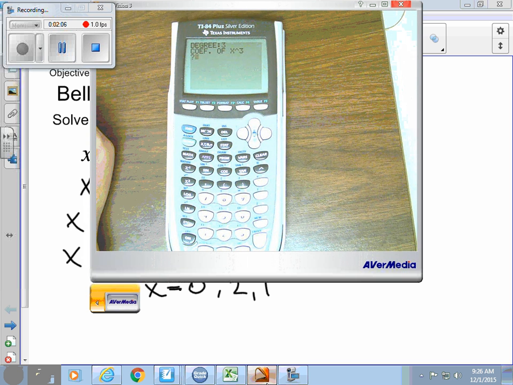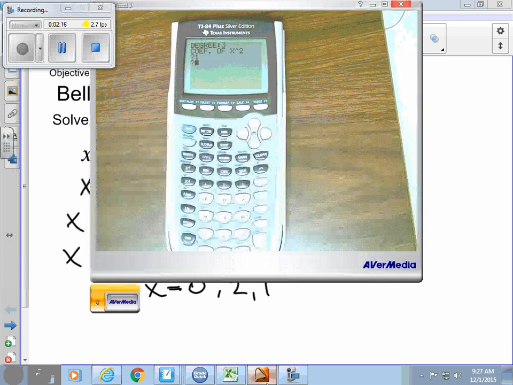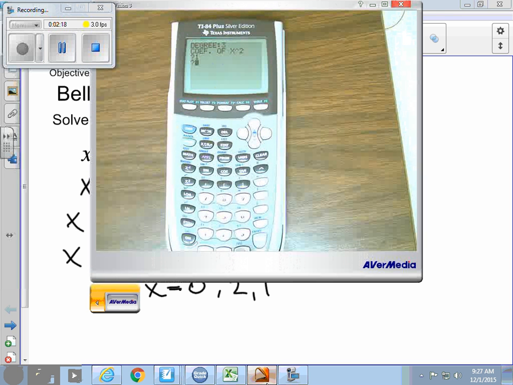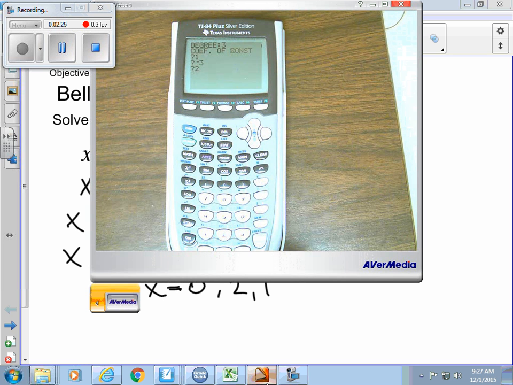What is the coefficient of the x cubed? 1. So you have to know some math words to use this program. What is the coefficient of the x squared? -3. What is the coefficient of the x? 2. And what is the constant? 0.